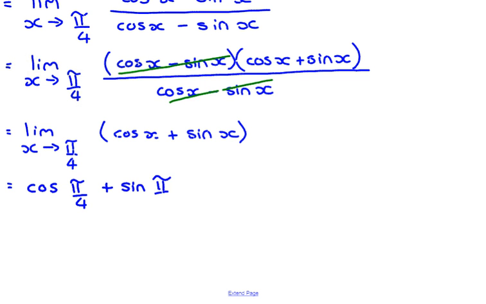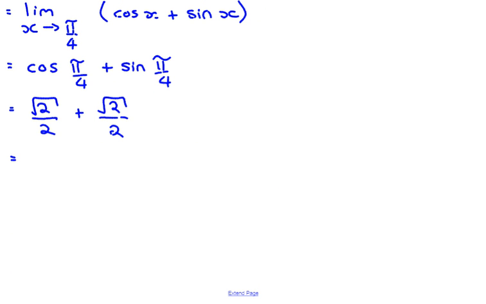We've actually found the limit now. That's why I don't have to write limit anymore. Think back to your special angles. Cos pi over 4 is root 2 over 2 plus sine pi over 4 is also root 2 over 2. So in my numerator I now have 2 root 2, and my denominator is a 2. Cancel those 2's and I'm left with root 2. So that's one particular example where we needed to use our double angle identities in order to simplify further by factorizing.